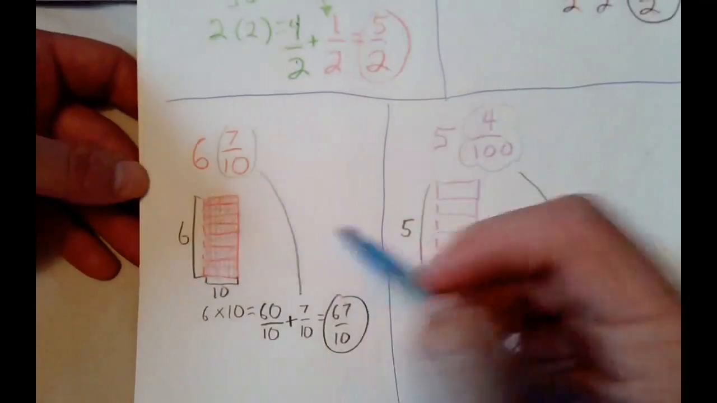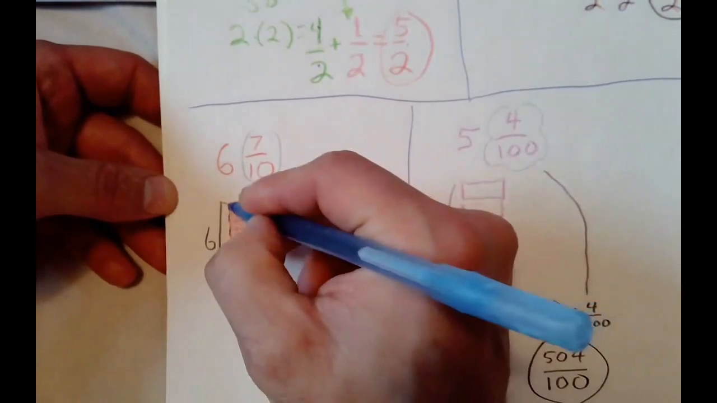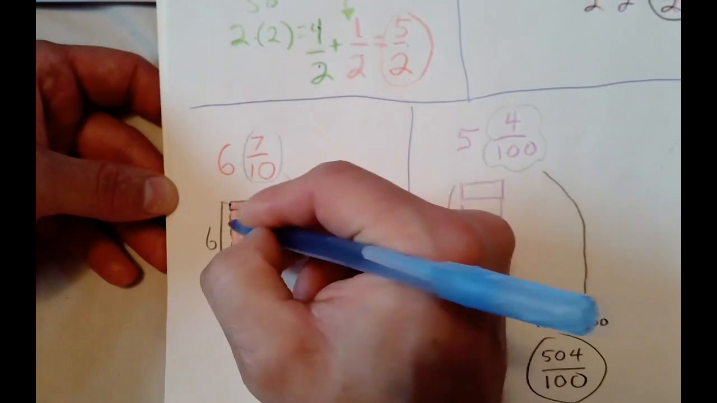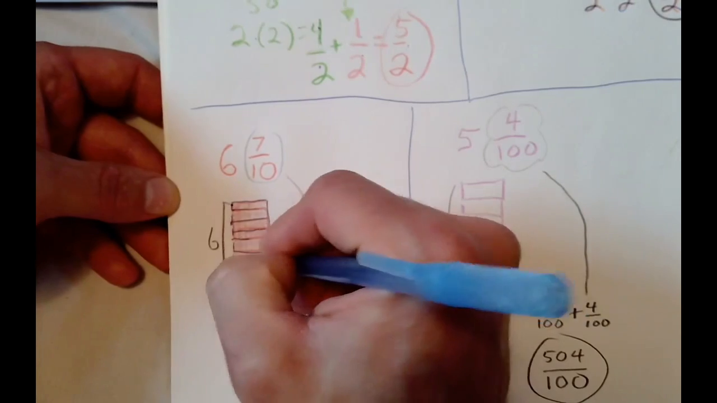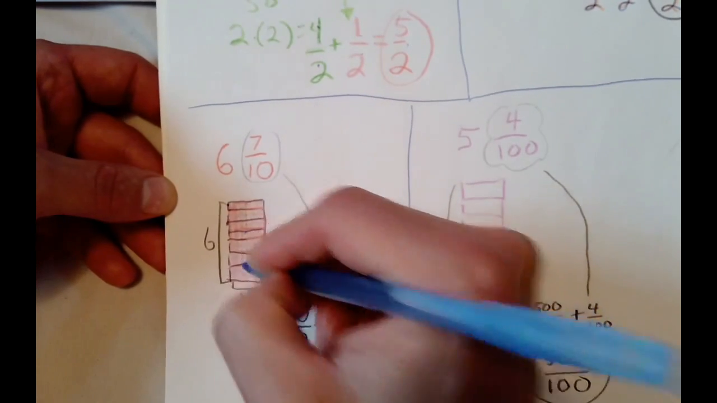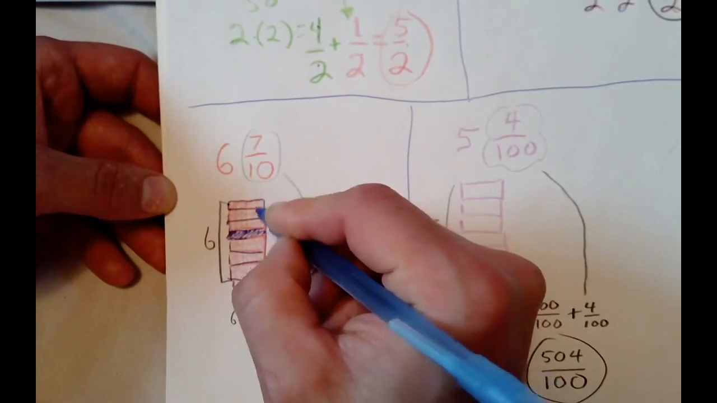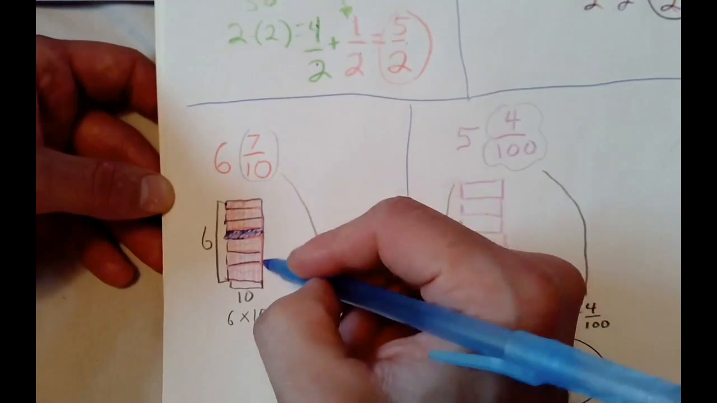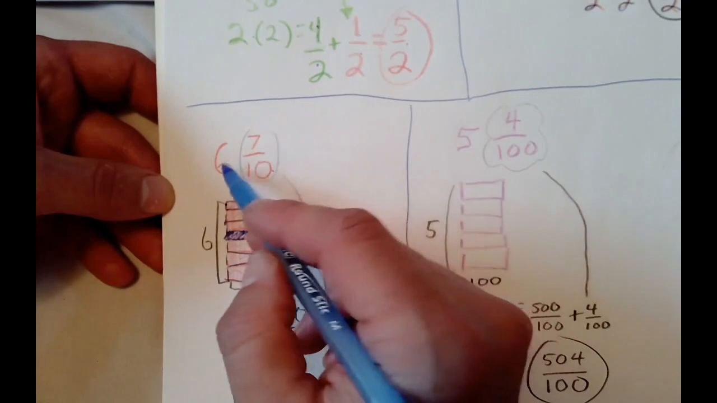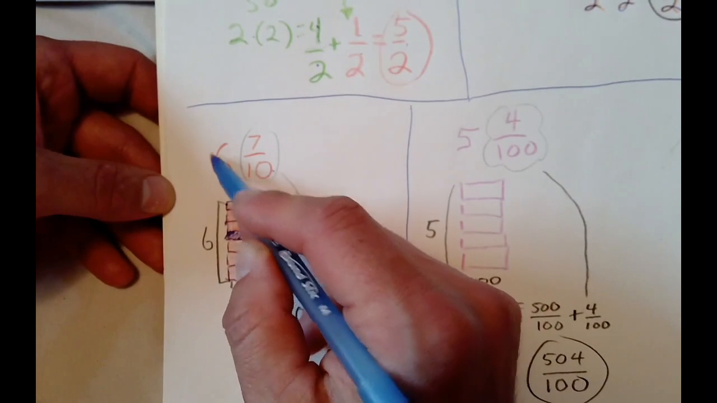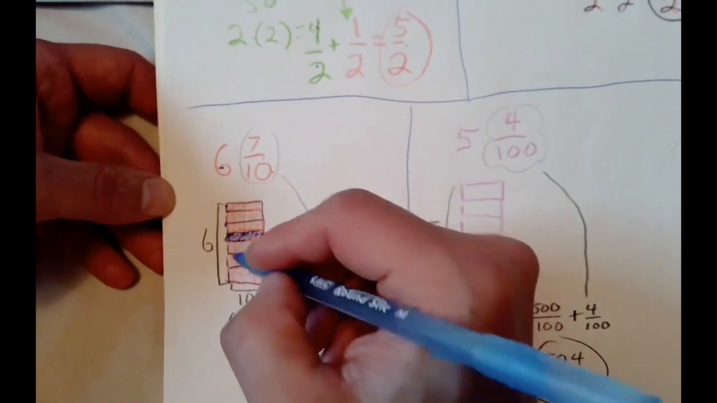6 and 7/10. I have 6 wholes. One, two, three, four, five, six. Oops, I made one too many wholes. Let's ditch this one here. Okay, I've got 6 wholes right here. Now, all of those wholes, I want them in tenths so I can combine this whole number into this fraction. My piece size, my unit, is tenths, so I'm going to make tenths.